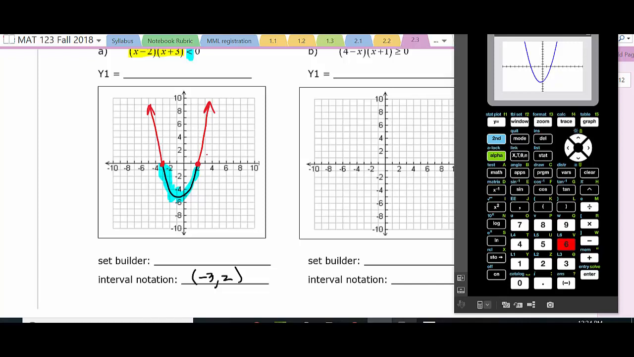Then if you want to write this in set builder notation, you say negative 3 less than x less than 2, like that. It's less than 0, therefore it's where the graph is below.